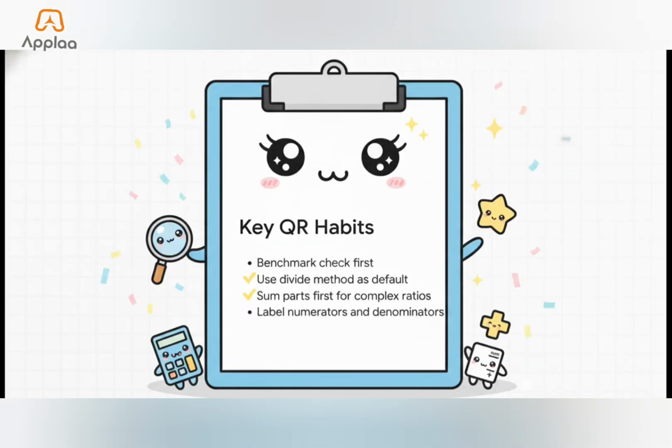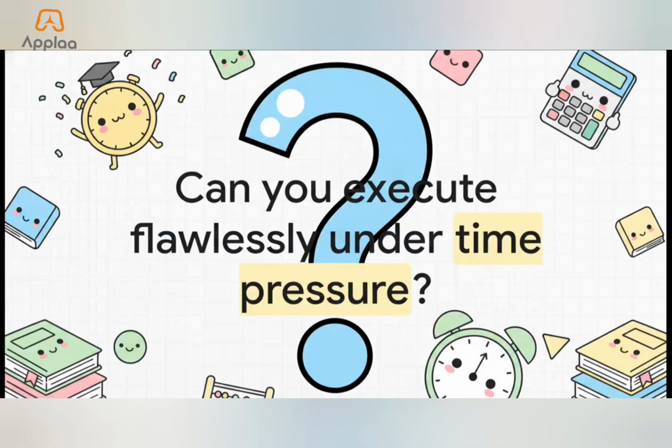So, what should you take away from this explainer? These 4 non-negotiable habits. 1. Eyeball your benchmark check first. 2. Use the calculator divide method when things get sticky. 3. Always sum the parts first on complex ratios. And 4. Take 2 seconds to label your numerators. These habits literally turn UCAT ratios from a stressful time sink into quick, reliable points. You've got the expert toolkit now to break these down in under 30 seconds.